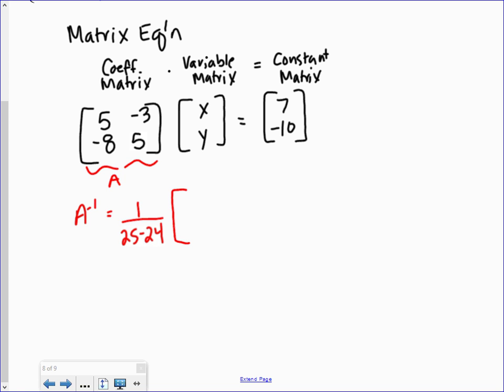1 times, in matrix A, switch that first diagonal, which doesn't look any different, but change the signs of the second diagonal, so we'll get 8 and 3. And then that's really just this matrix, correct? 5, 3, 8, 5. Okay, that's my inverse matrix.